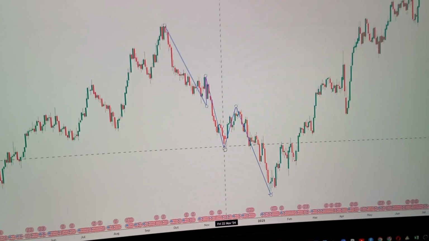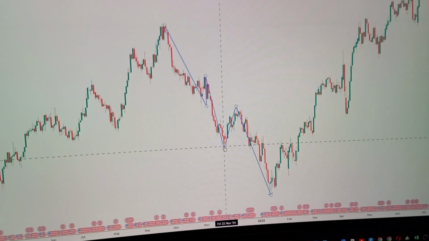You can see that this high is higher than this one, so it's called a higher low. A downtrend makes higher lows, higher lows, and lower lows. A downtrend is making higher lows and lower lows.